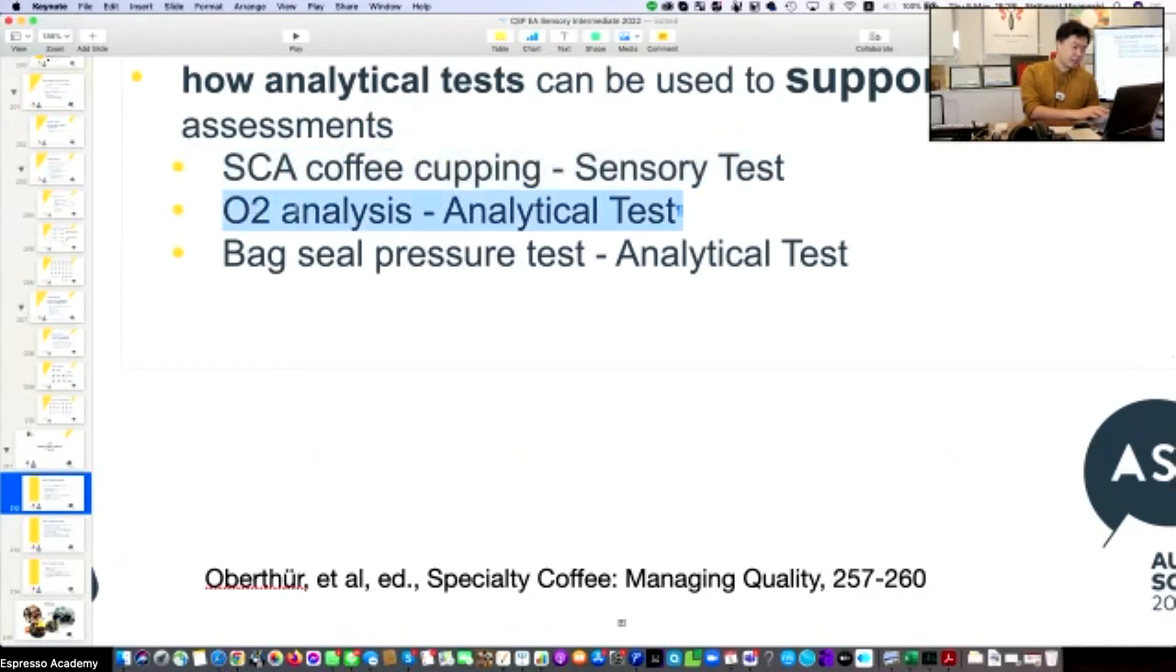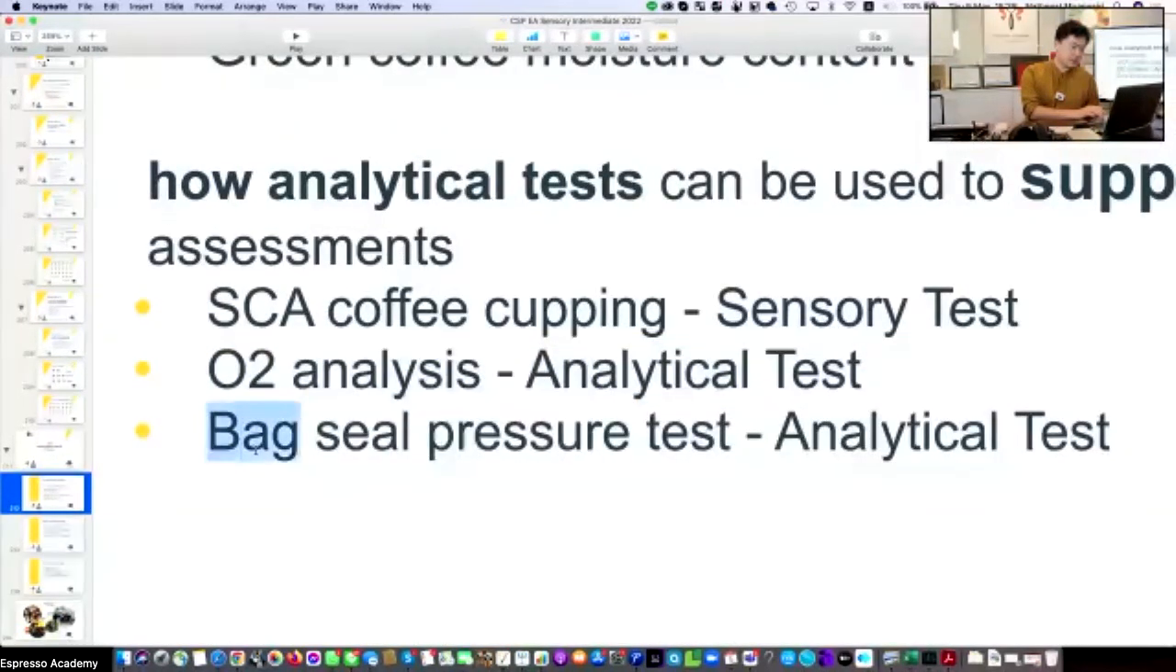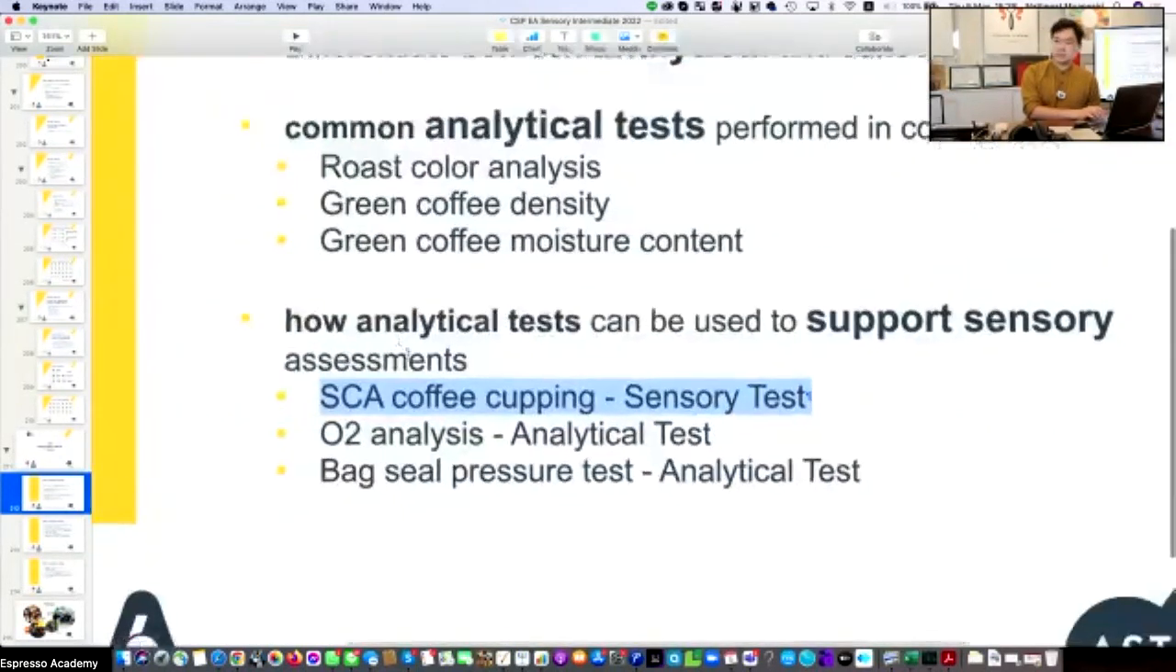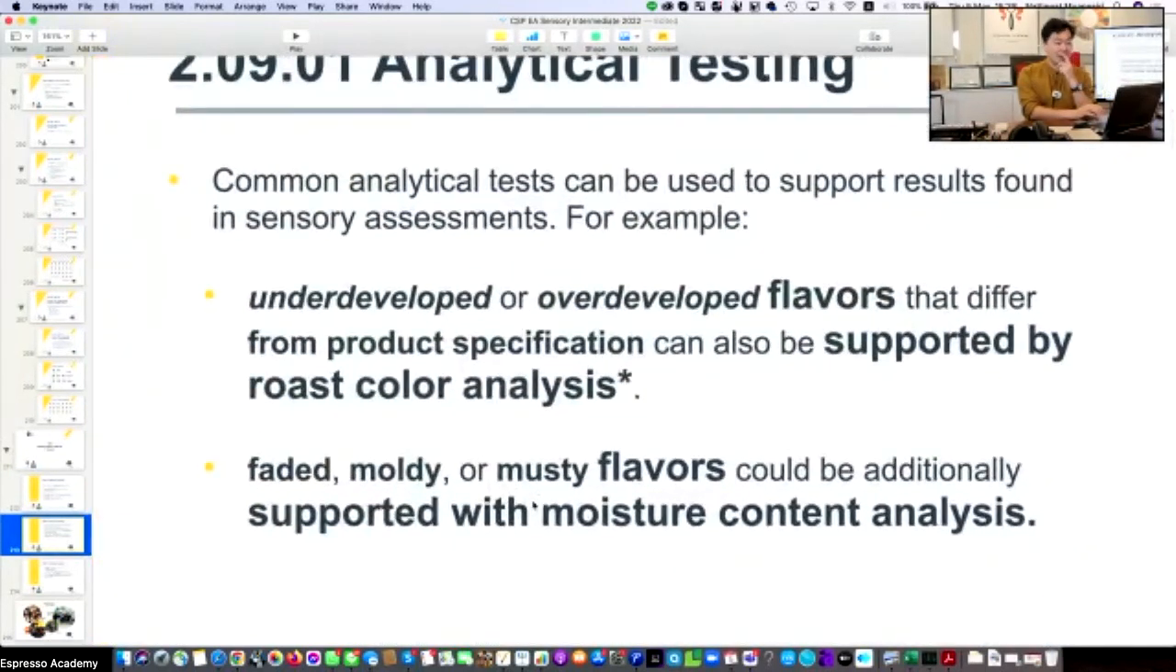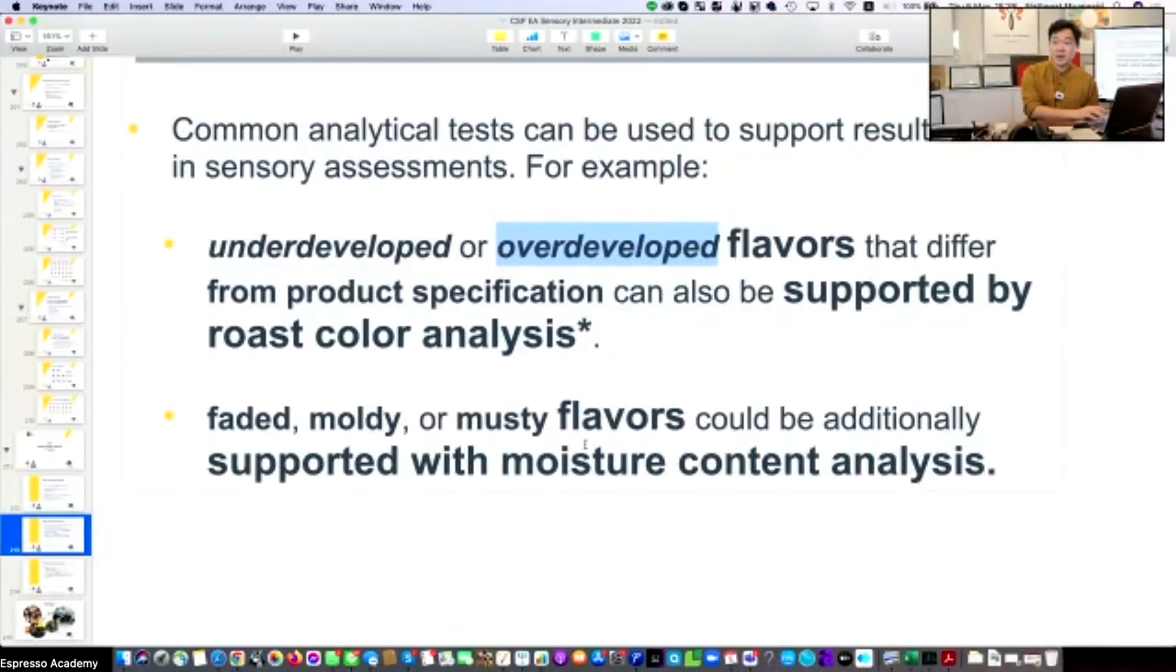Another thing that is very expensive is the O2 analysis, very expensive. The back-seal pressure test, I think, is also very expensive. Then there is the SCA coffee cupping sensory test. That's what we do, coffee cupping. Something that we can associate with, for example, rose color: underdeveloped flavor, from something too light or too dark. And moisture content too high or too low will associate with faded, moldy, musty, woody, or something else. That can also happen too.